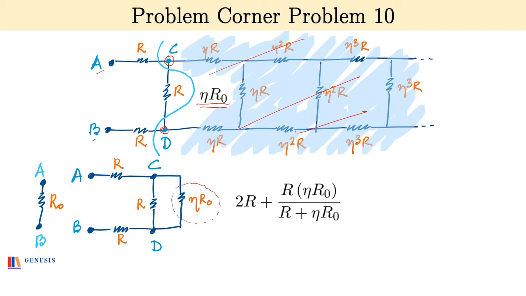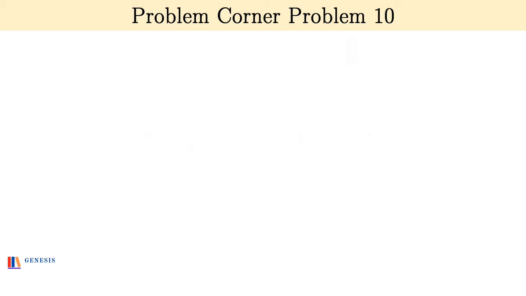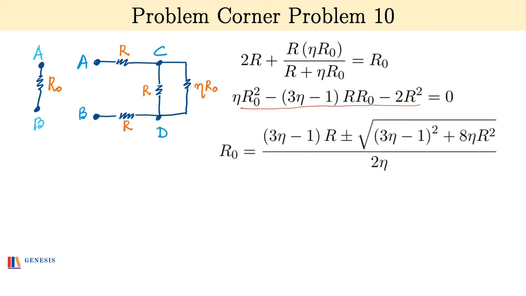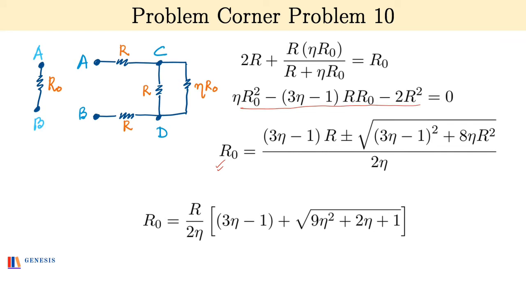As this is the equivalent resistance between A and B, this must also be equal to R0. And therefore we get this equation, which if we now simplify a little bit, we will get a quadratic in R0. And these are the two roots of that quadratic. Neglecting the negative root and simplifying a little bit, we will get the answer as this. This is the final answer.